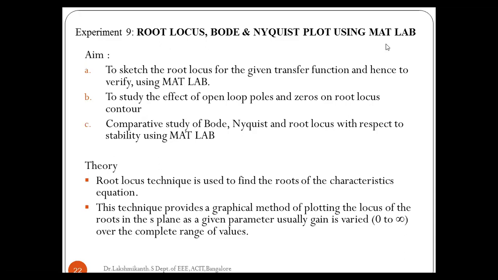The second aim is to study the effect of open loop poles and zeros on the root locus contour and what is the effect of change in system gain K. The third aim of the experiment is a comparative study of Bode, Nyquist and root locus sketches with respect to the stability using MATLAB.